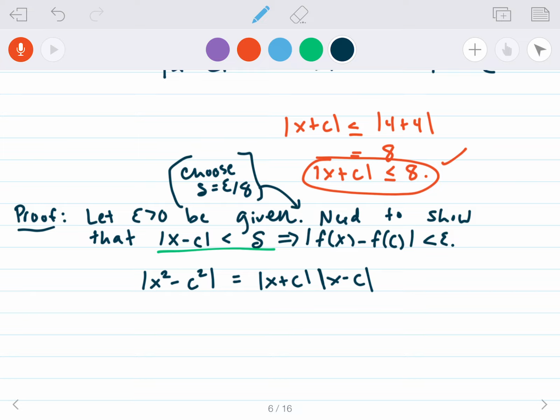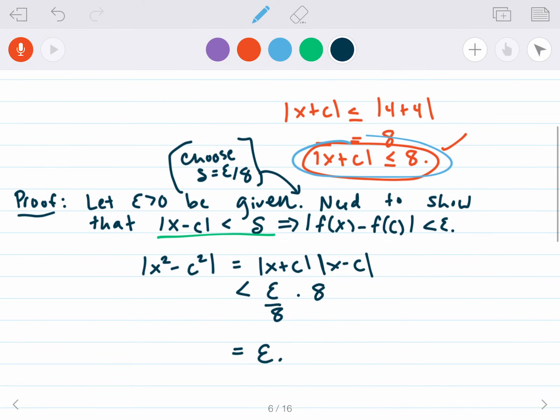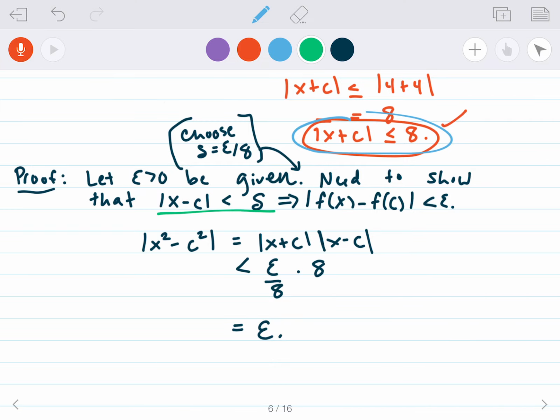Okay. So we have this guy. And so if |x minus c| is less than epsilon over 8 and |x plus c| is less than or equal to 8, then combining those things, we get that this is less than epsilon over 8 times 8, which is equal to epsilon. And so it's uniformly continuous. Our delta completely depends on epsilon and not c. And therefore, f(x) equals x squared is uniformly continuous on this closed and bounded interval from 1 to 4.